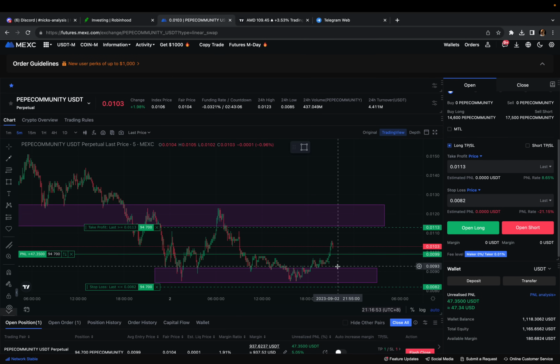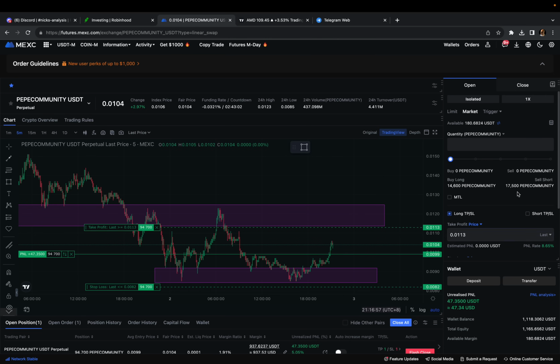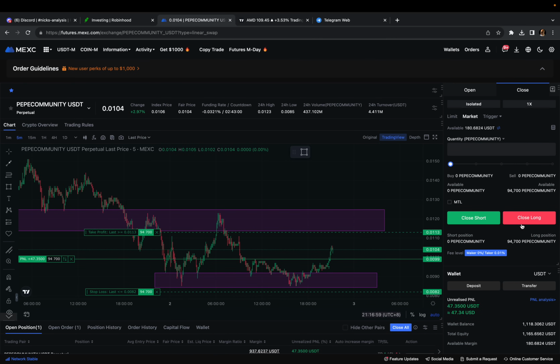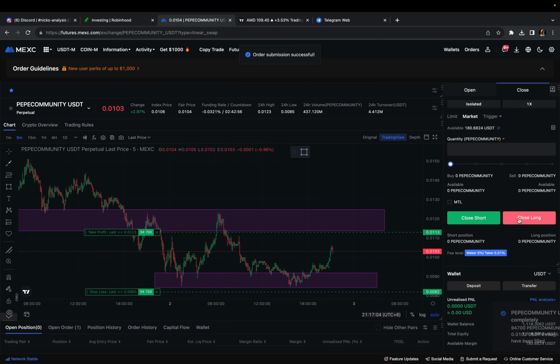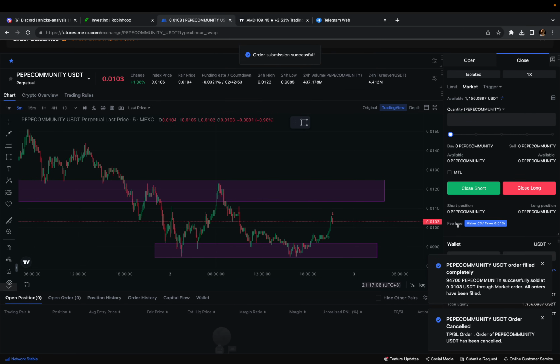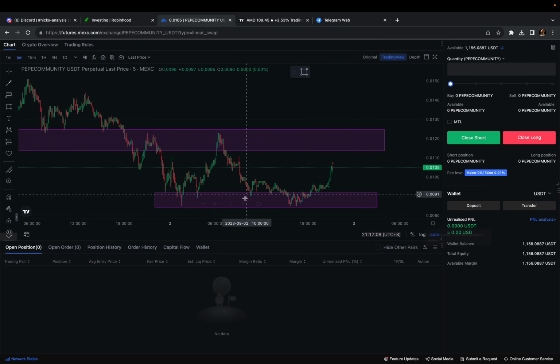I'm gonna close this trade here. How do I close this trade here? What is this? Close. Close long. Close everything. Still learning this. I just started this to test it out. All right, cool. There we go.